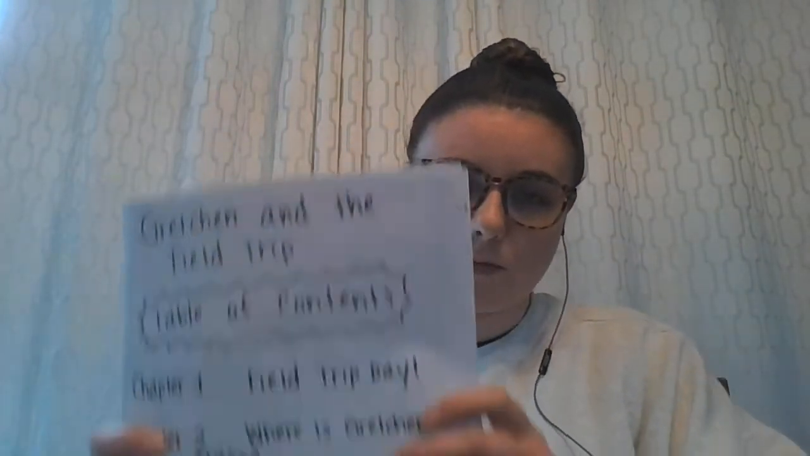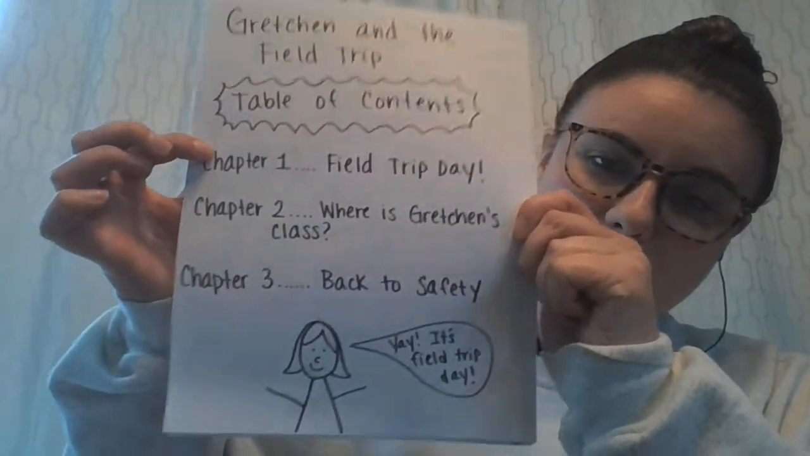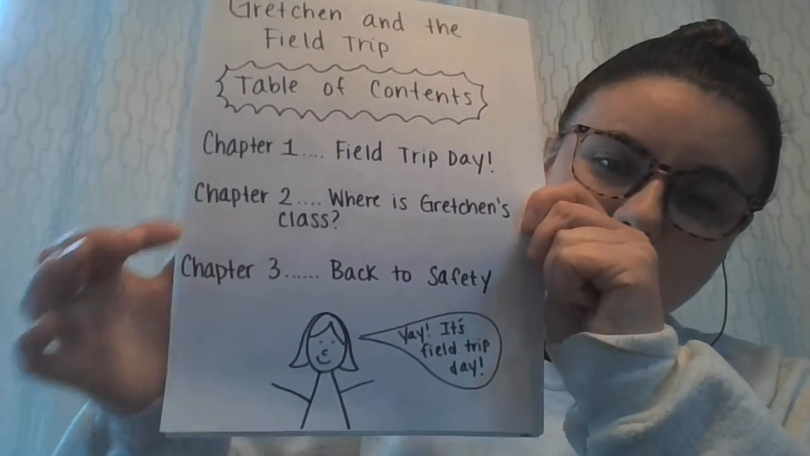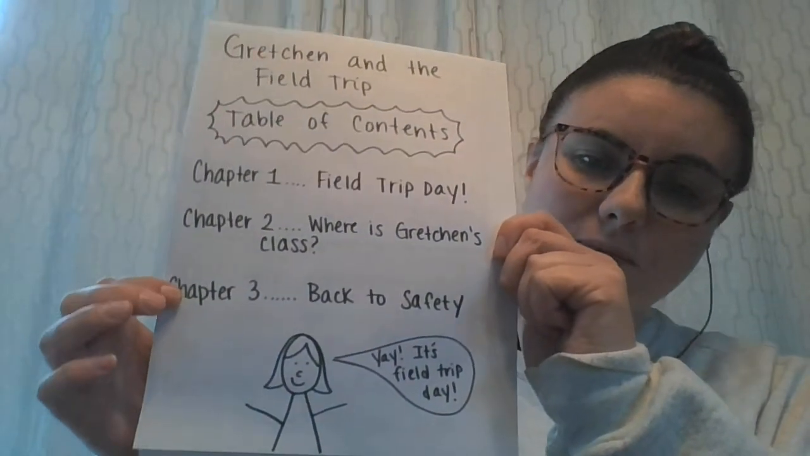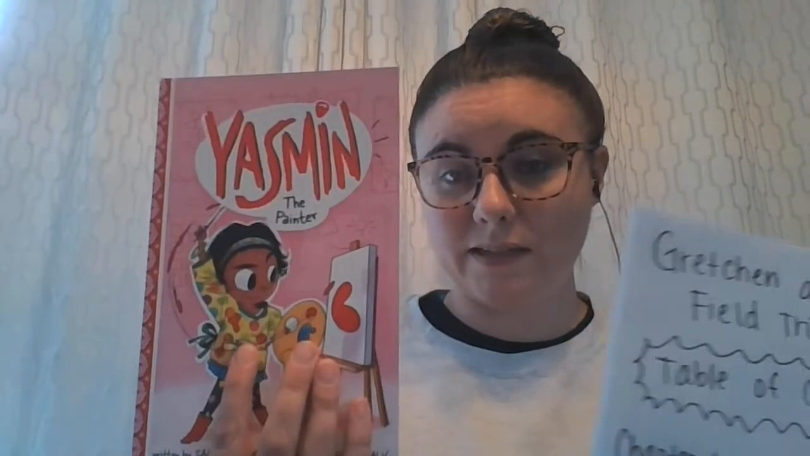So I split my book into 3 chapters, just like the Yasmin book that we took a look at. You don't have to do this, but something I like to do is make a table of contents for my book. At the front of the book, I'm going to put this page, a table of contents. It says Gretchen and the Field Trip, Table of Contents. Chapter 1 is Field Trip Day. Chapter 2 is Where Is Gretchen's Class? And chapter 3 is Back to Safety. So I can put the table of contents on the front of my book, just like in Yasmin the Painter. That's something you can try in your own writing too.